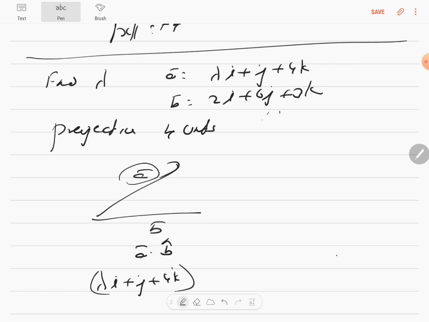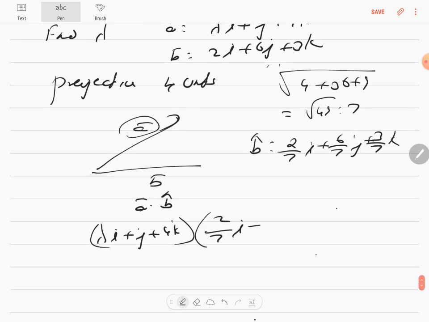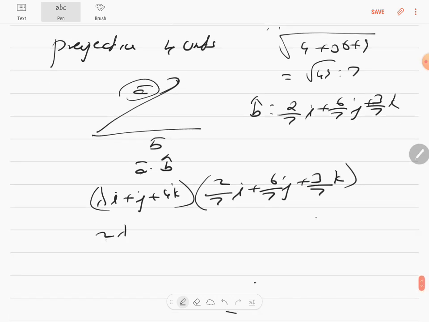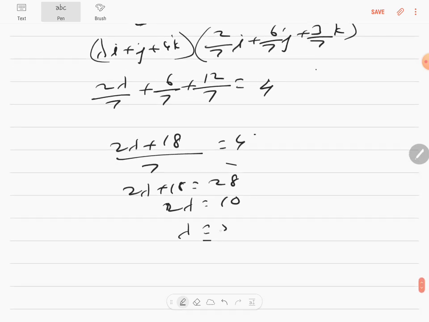What is the B cap? What is the magnitude of B? Root of 4 plus 36 plus 9, which will be root 49, which is 7. Therefore, the B cap itself is 2 by 7 i plus 6 by 7 j plus 3 by 7 k. So you have to dot it: i's with i's. So 2 lambda by 7 plus 6 by 7 plus 12 by 7 is equal to 4, because they have given the projection itself is 4 units. So multiplying by 7, it is 2 lambda plus 18 is equal to 7 fours are 28. So 2 lambda is equal to 10. So lambda is equal to 5. Thus you can find the value of lambda.